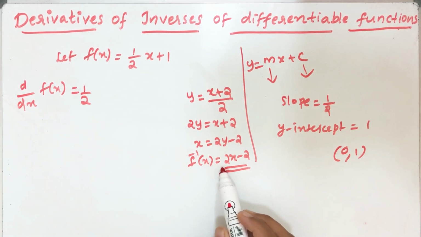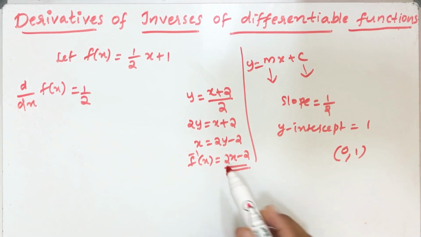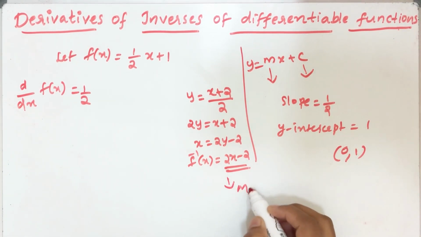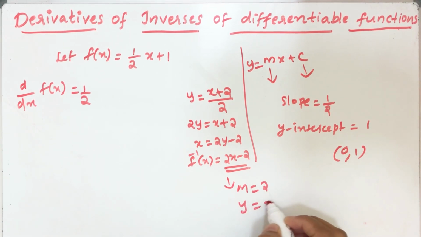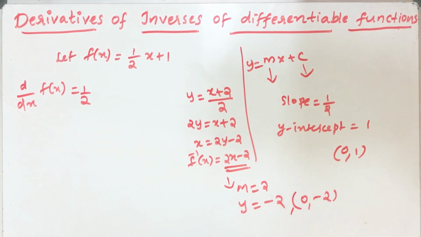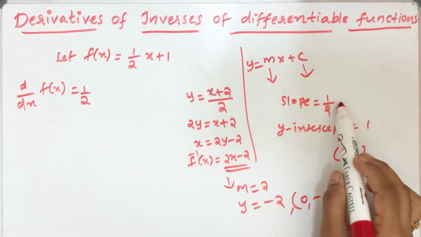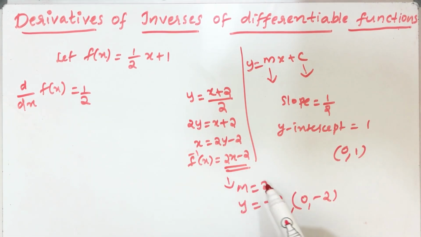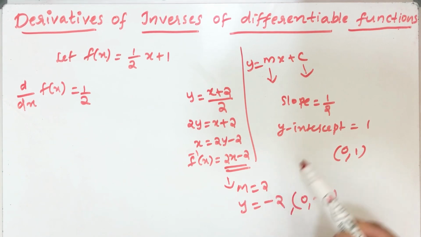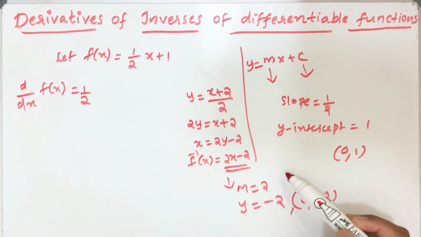Here see the inverse of this function. F inverse of x is also a straight line in the form mx plus c with the slope m equal to 2 and y-intercept minus 2. Or we can say (0, minus 2) is a point. Here see slope of the function f of x is 1/2 and slope of f inverse of x is 2. That is, they are reciprocal of one another.